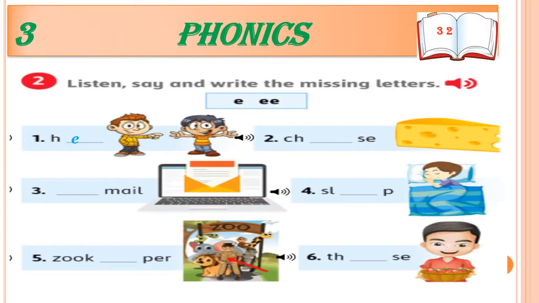We are going to solve this important exercise. Phonics, unit number 3 on page 32, in your workbook. Exercise number 2, listen, say, and write the missing letters. We have one E and we have double E. Number 1, he.